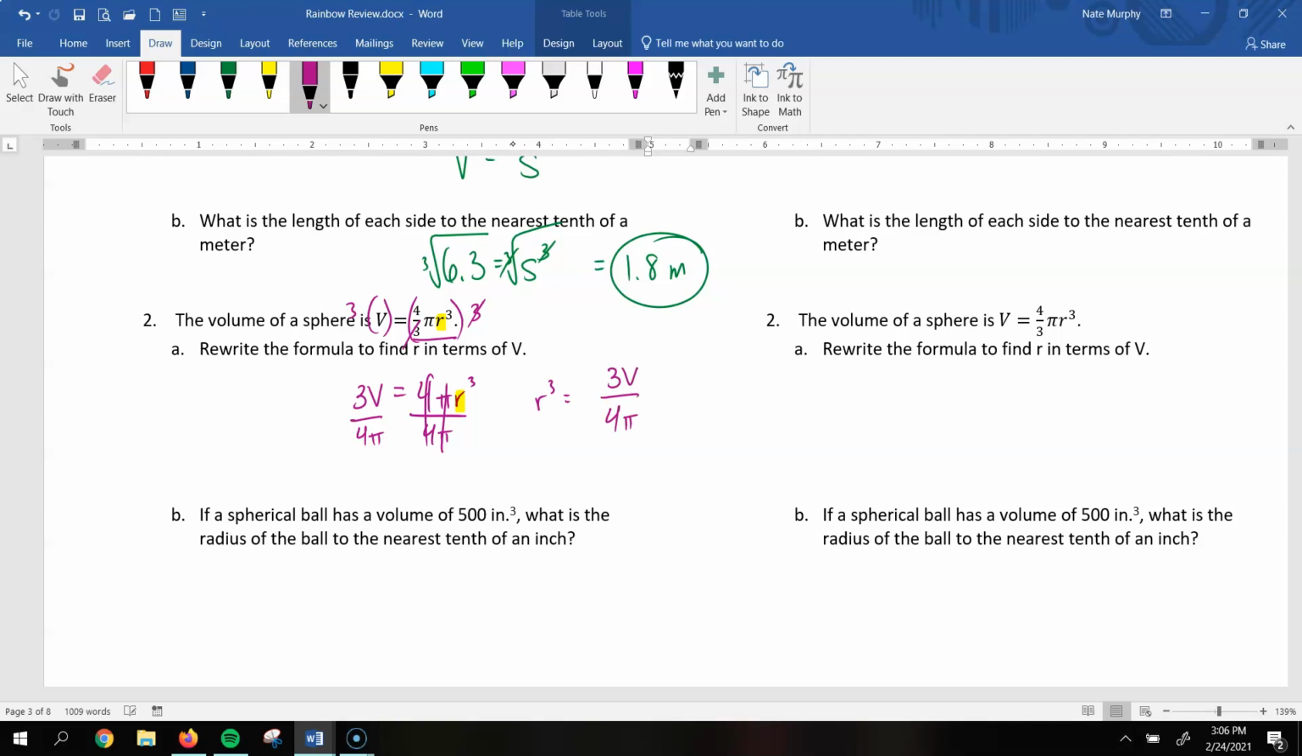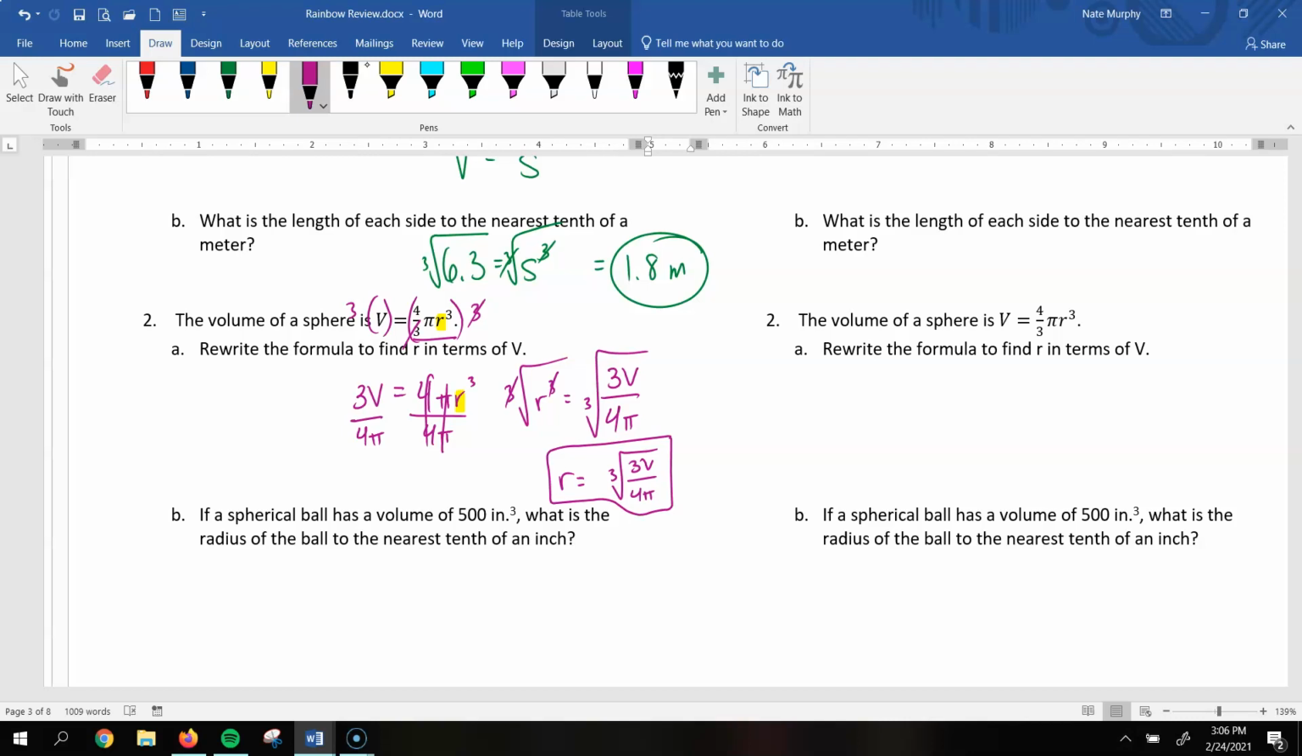Now again, I'm not done yet. I still want to get the r by itself, so I need to get rid of that exponent. To get rid of that exponent, we're going to take the cubed root of both sides. So if I take the cubed root of both sides, again, that will undo each other. So we're going to be left with r equals, oops, I forgot, it's cubed root. r equals the cubed root of 3v divided by 4 pi. So that would be your answer for 2a.